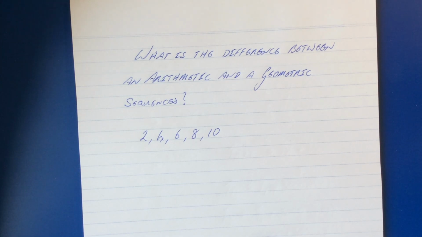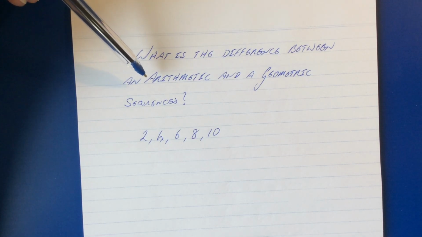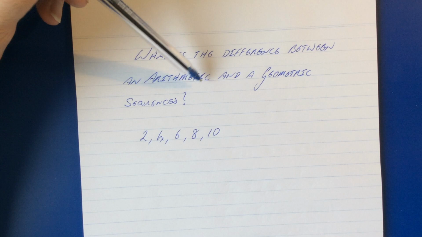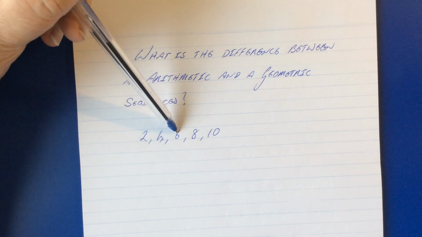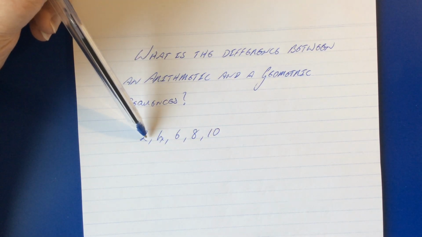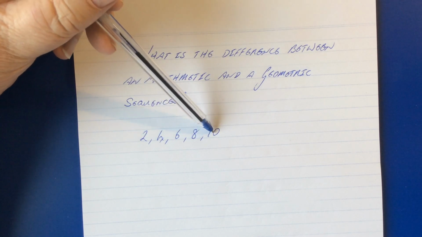There isn't a problem to solve today. What we're going to look at is the difference between an arithmetic and a geometric sequence and how to spot that difference. So let's start alphabetically with an arithmetic sequence. Here's one that I've got. 2, 4, 6, 8, 10.